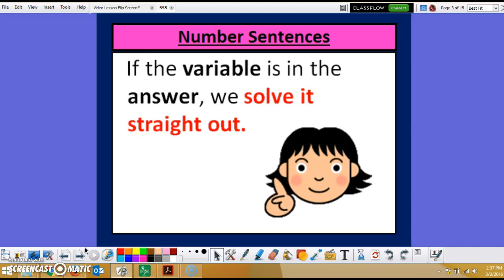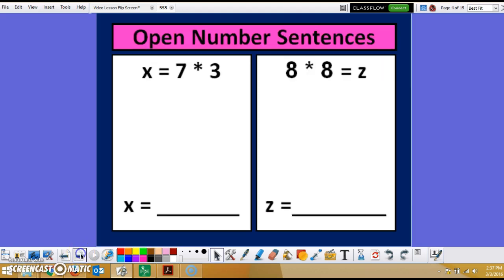If a variable is in the answer, we solve it like we typically would any other equation. For example, here's my variable, but it's right there in the equation, so I just have to do like I normally would, 7 times 3, 7, 14, 21. That means that X equals 21. Same thing with 8 times 8. Z is the variable, so when I multiply 8 times 8, I think about "I ate till I fell on the floor." 8 times 8 is 64, because the variable is the answer.